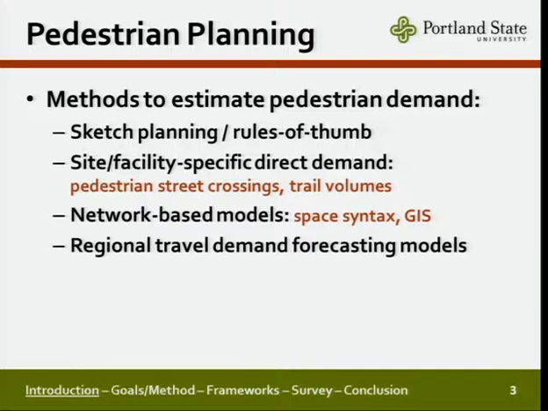So again, there are quite a few different ways that we can estimate the demand for walking. There are sketch planning tools that may use general rules of thumb to get a basic rough estimate. There are more detailed site or facility-specific tools that can directly predict the demand at certain intersections, pedestrian crossing volumes, or maybe on trails, predict the volume of pedestrians walking along off-street trails. In addition, there are some interesting network-based models, things like space syntax, using the network of streets to predict that, as well as some GIS-based tools that use networks or rasters to get an aggregate level of activity or possible pedestrian activity.